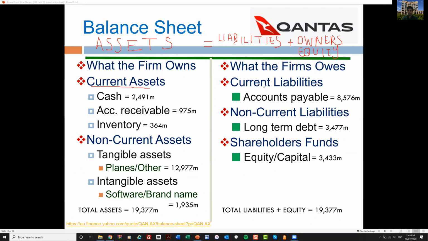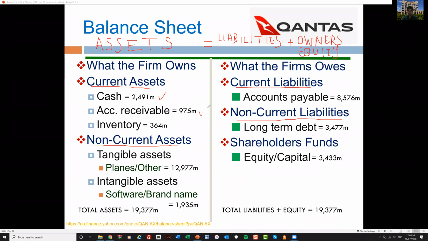Current assets and current liabilities are anything with a term of less than 1 year. Non-current assets and non-current liabilities are anything with a term of greater than 1 year. And in terms of Qantas, it turns out that it has a lot of cash on hand, which is good because that allows it to meet its short-term obligations.